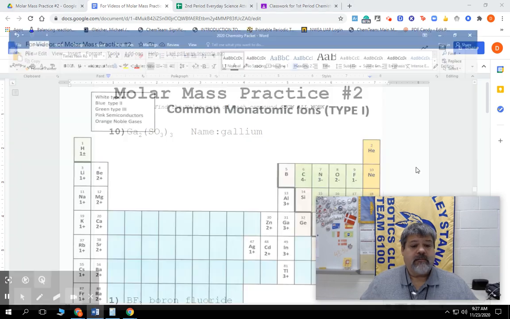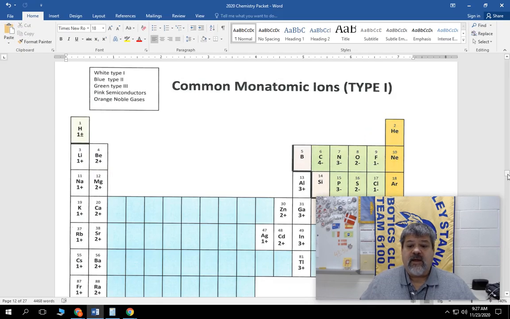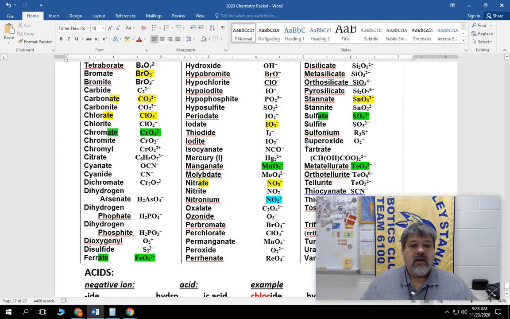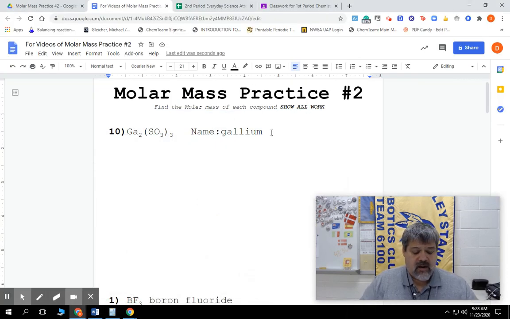Let's go back to our packet. Let's scroll to the very end this time. And once we scroll to the very end, we're going to look at SO3. Well, here he is, SO3. So it's sulfite. And that makes sense because sulfate is SO4, 1 less oxygen is sulfite. So let's get back out of there, and then we can just put in our sulfite, not sulfate. Remember, that ending right there is important, and we can always look at our polyatomic ion sheet. So this is gallium sulfite.